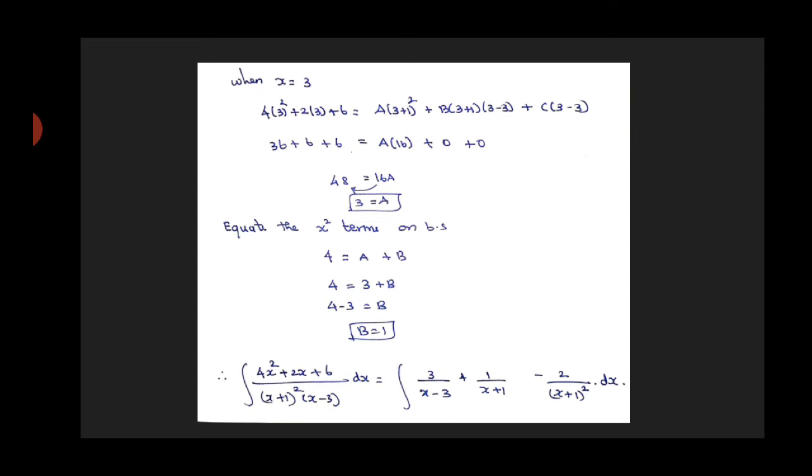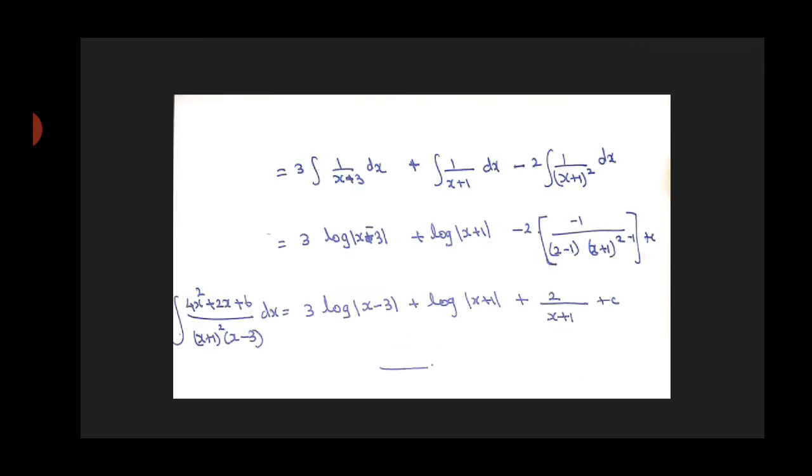So we have this format, integral 4x square plus 2x plus 6 by x plus 1 the whole square into x minus 3 dx equal to integral 3 by x minus 3 plus 1 by x plus 1 minus 2 by x plus 1 the whole square into dx. Now give the integral separately to all the three terms. When you give it, you have 3 into integral 1 by x minus 3 plus 1 by x plus 1 integral dx minus 2 of 1 by x plus 1 the whole square dx.